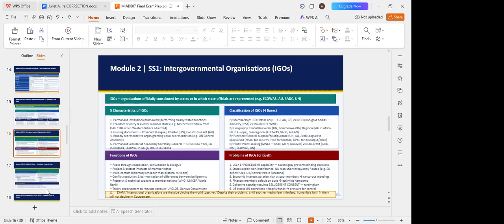SADC. In Europe, which one do they have in Europe? European Union. Thank you very much. Now, when we talk about support, development, and poverty reduction, which organization is involved? UNICEF. UNICEF, exactly.